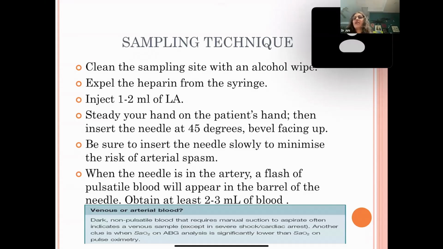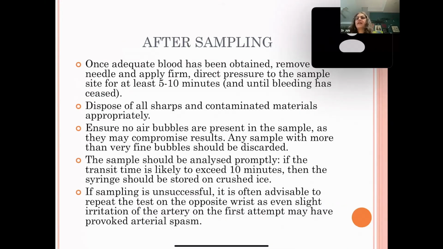Okay. Now we have always this confusion whether it's arterial or venous. Don't go by the color as such, because if the patient is in shock, cardiac arrest, or high CO2 levels, even the arterial blood can be a bit dark. So what do we see? On the ABG, we will see the SO2 levels and we can judge on the basis of that. As we know that venous blood is deoxygenated, so it will have lower SO2 levels.